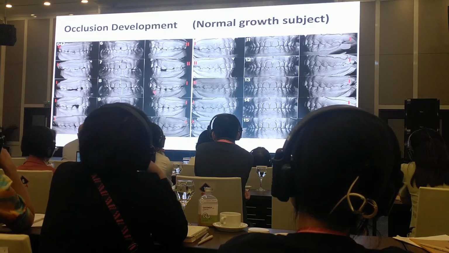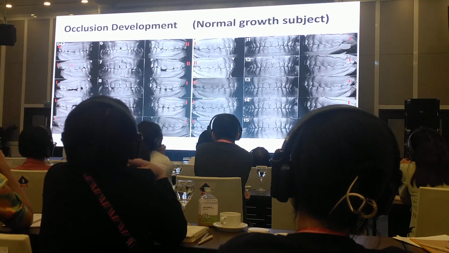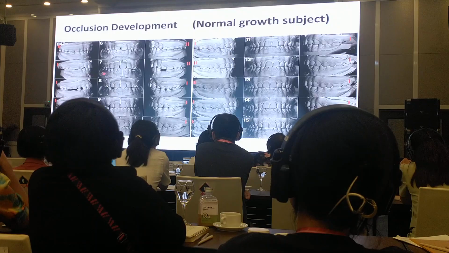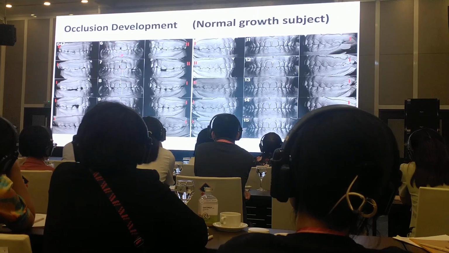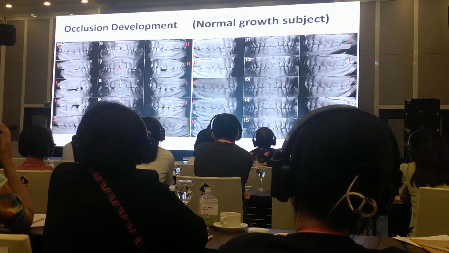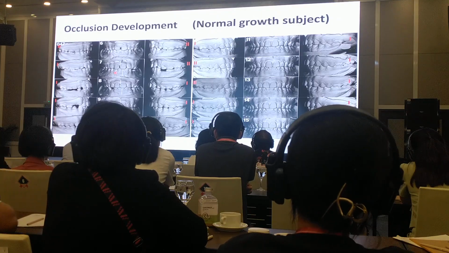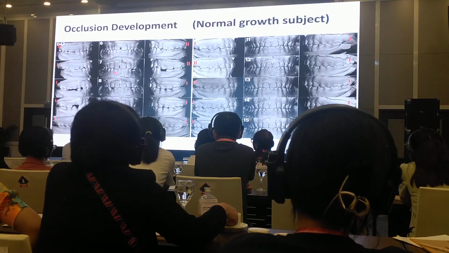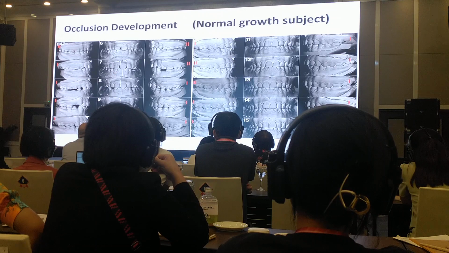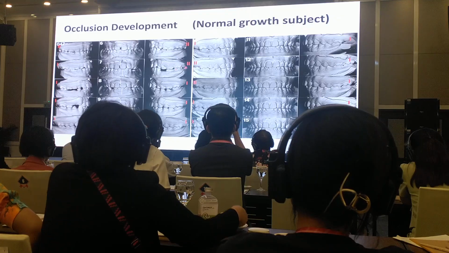Interestingly, very, very interestingly, 7 years old, this side class 1 molar occlusion established at that time. See this midline. Originally, midline coincided, but at 7 years old, the mandible shifted well to the left. Okay? This is not tooth movement. Mandible shifted. Therefore, this side plus 1.